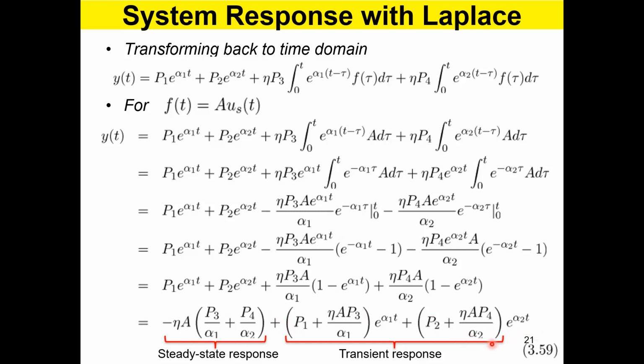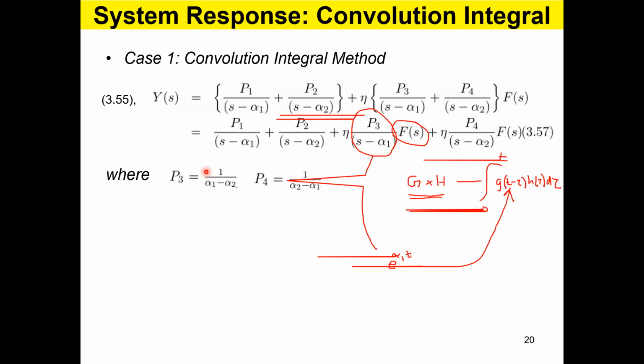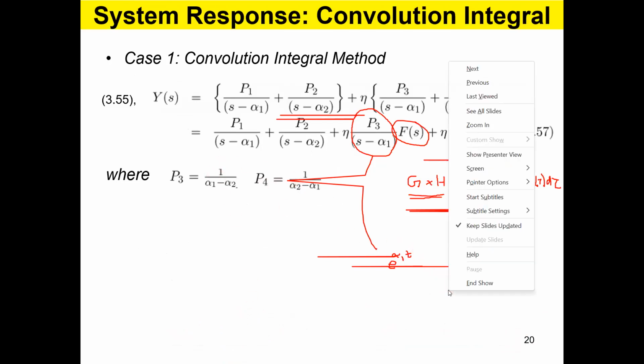Now, when you get to the final stage, if you look at what you have, minus eta A, P3 over alpha 1, P4 over alpha 2. What is P3, P4? P3, P4 are constants.